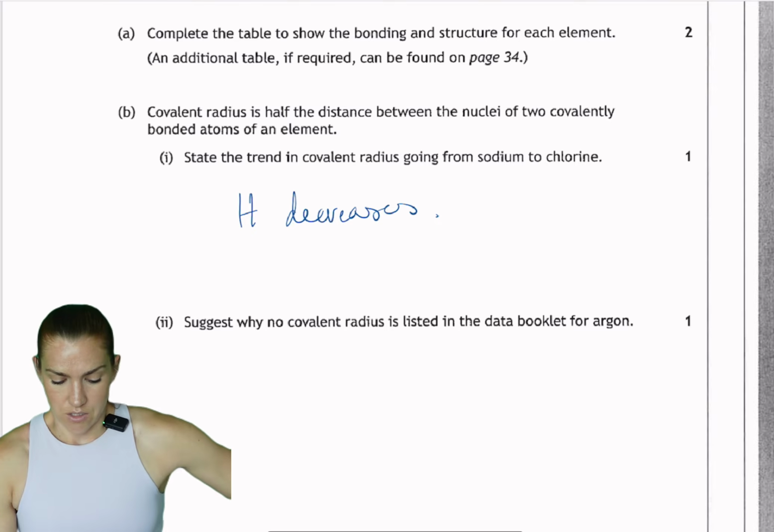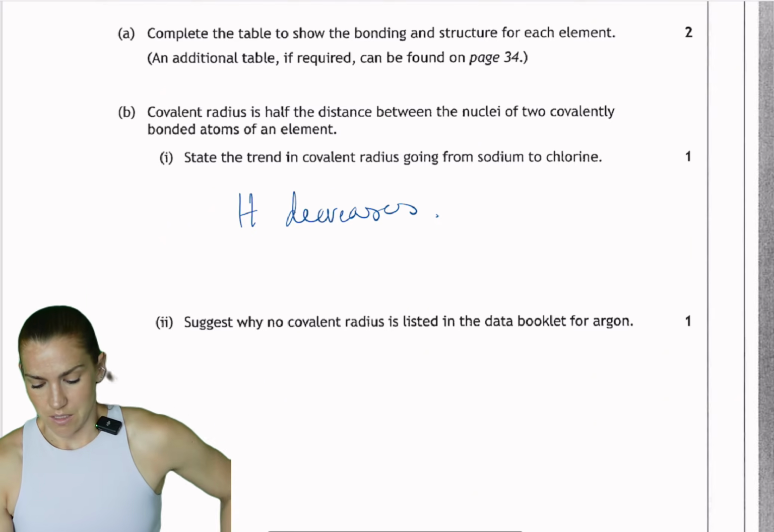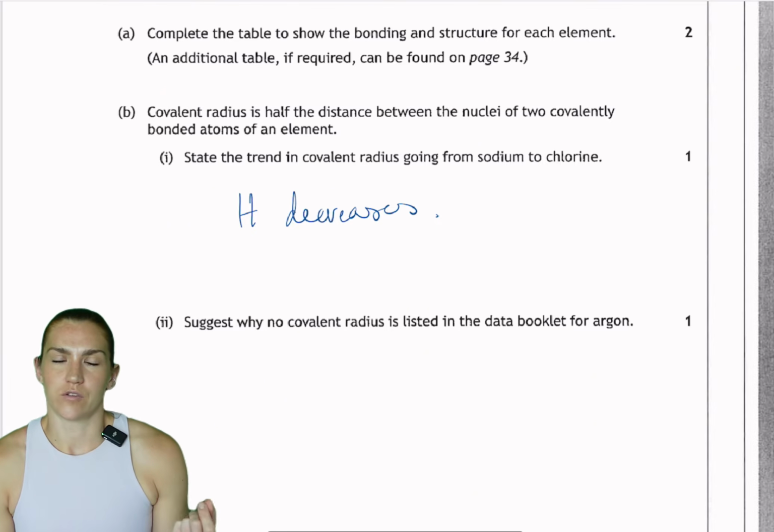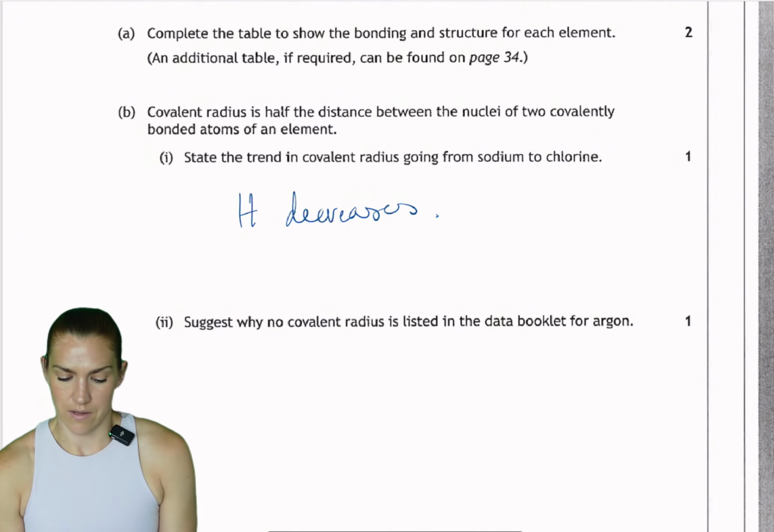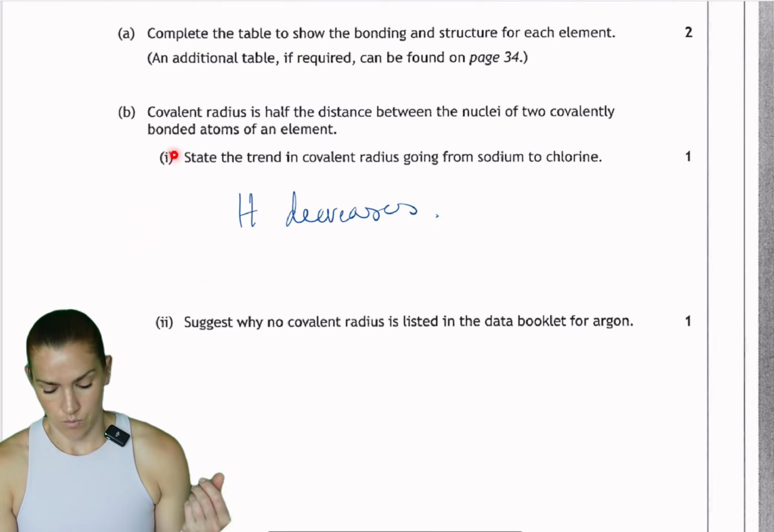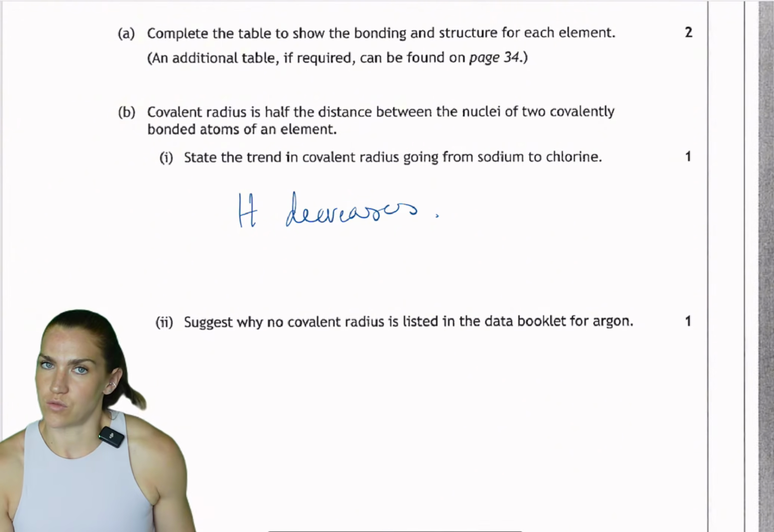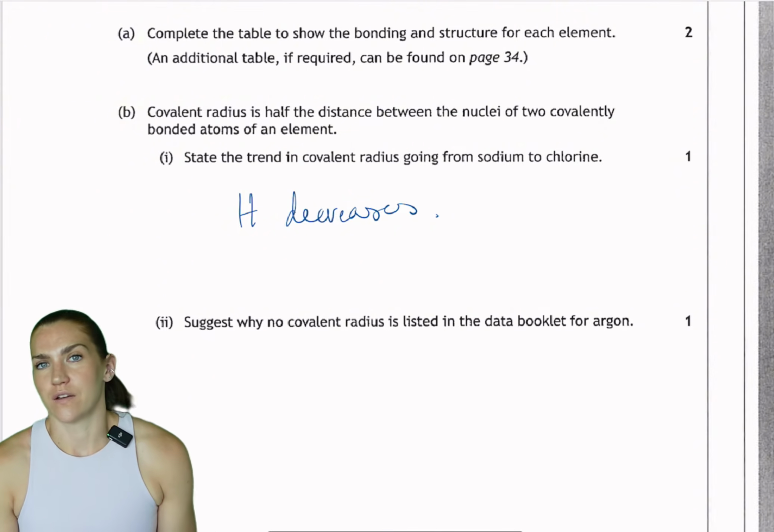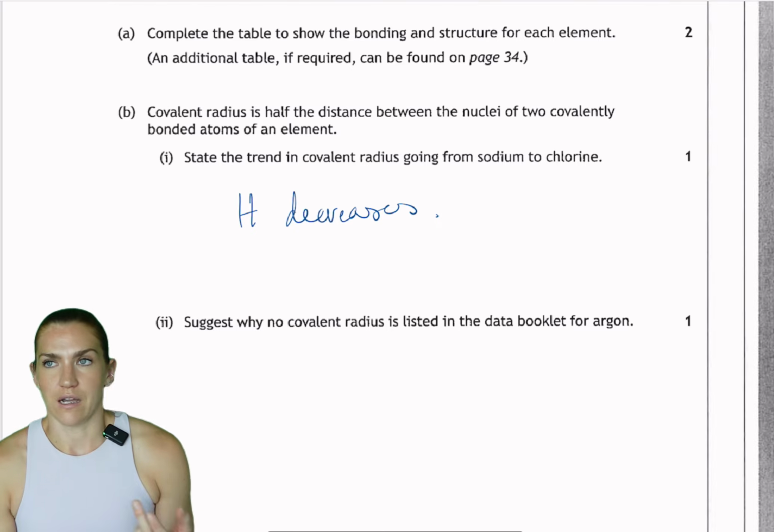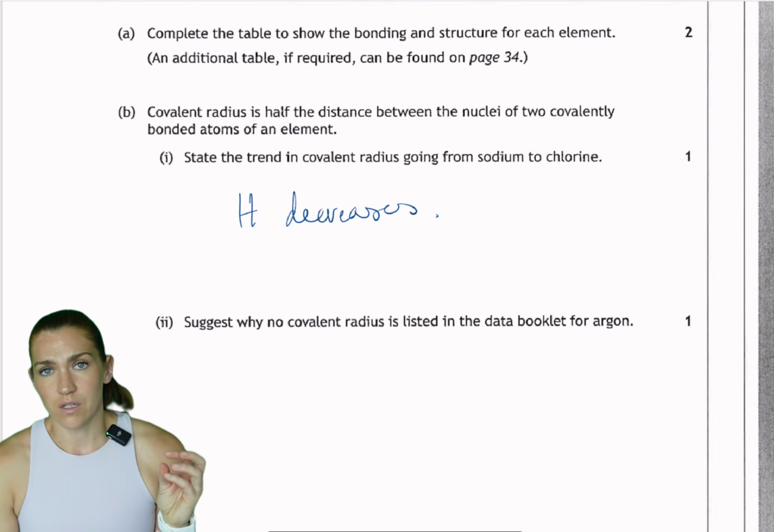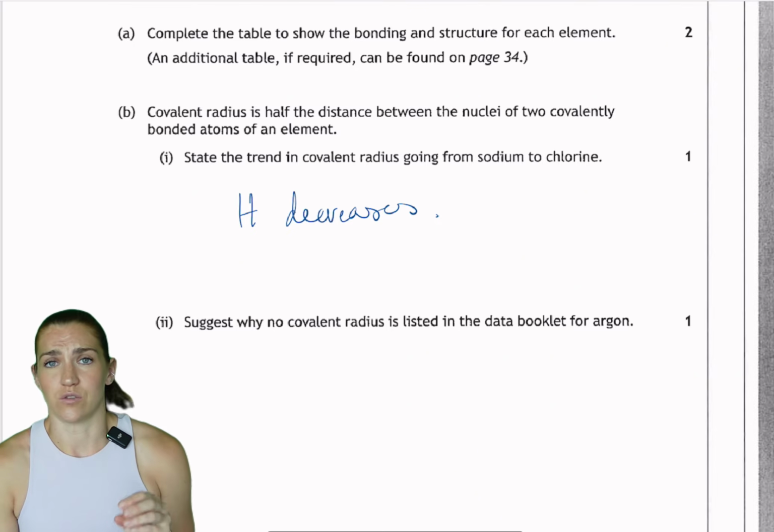So then, suggest why no covalent radius is listed in the data booklet for argon. So remember, covalent radius is, as they've told you here, half the distance between the nuclei of 2 covalently bonded atoms. We know that the noble gases don't form any bonds, therefore they would have no measurable covalent radii. It's not enough here though to say that they're monoatomic or that they don't react or they're inert, because the key here is the reference to the fact that they don't actually form any measurable bonds.